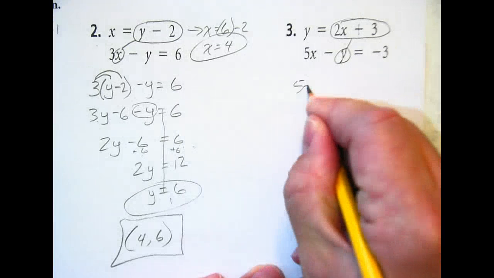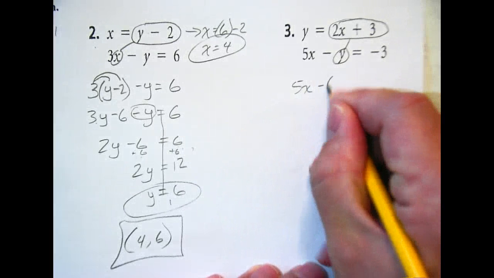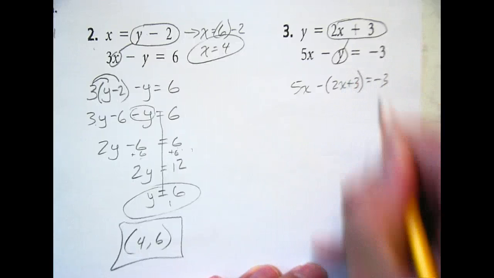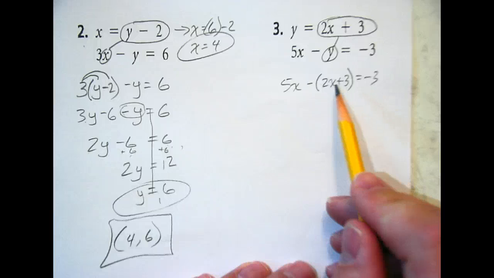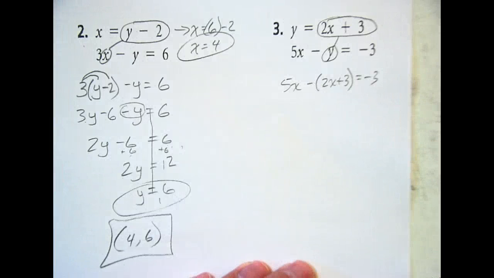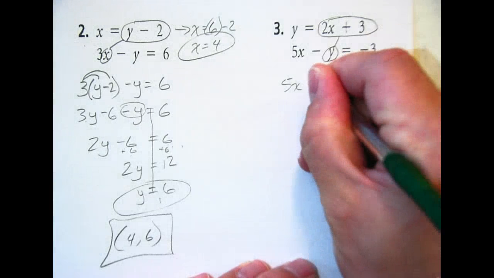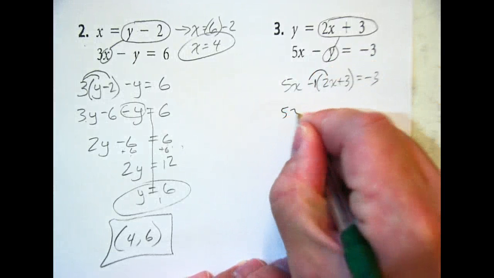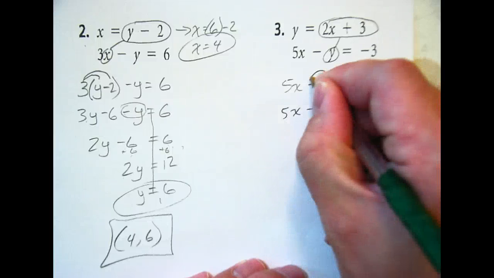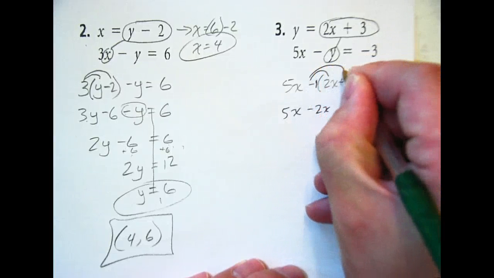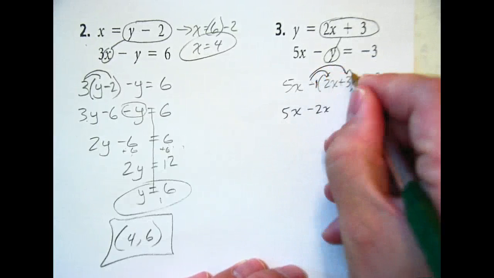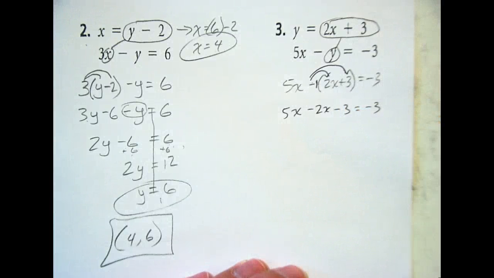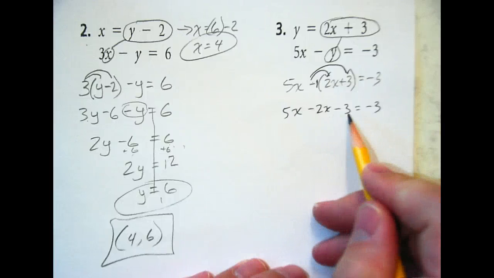When I put that in, I have 5x minus 2x plus 3 equals negative 3. Now notice when I put that in, I put those parentheses in. This is like having a negative 1 hanging out here. So for those of you who didn't catch that, this actually becomes 5x minus 2x, which is not where the mistake is made. It's usually made right here. Negative 1 times 3 is negative 3. Oops. If you put plus 3 back there, that's a common error.